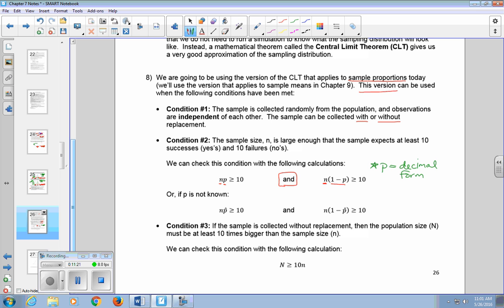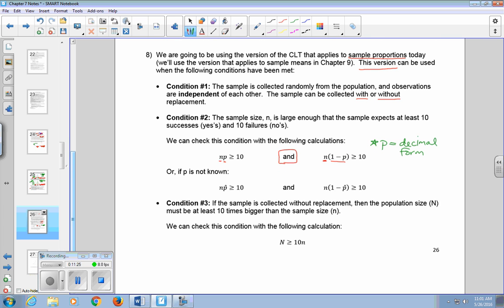or fraction form. Second thing here, if you don't know p, you can make a substitution, you can replace p with p hat. These are really the same calculation, just making a substitution. If you don't know the population proportion, or the proportion of the population that has a certain characteristic, then you can substitute in the proportion of your sample that has that characteristic.